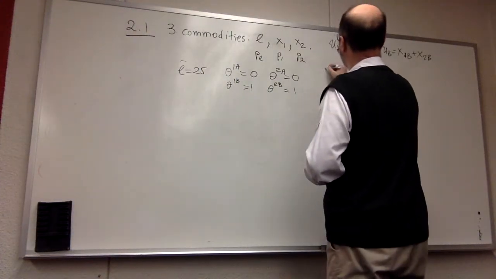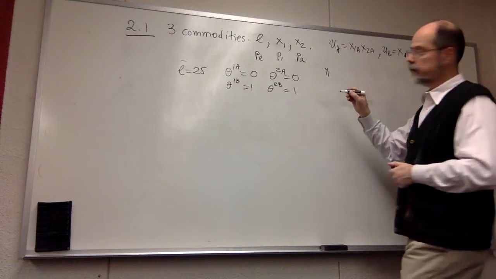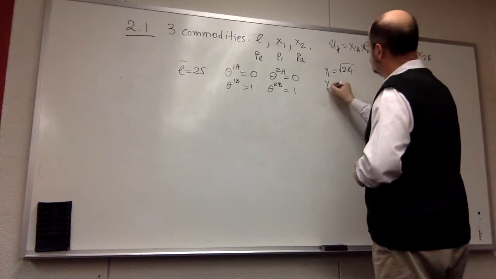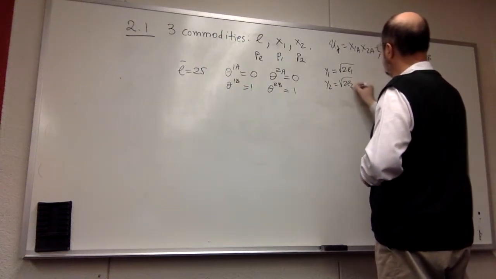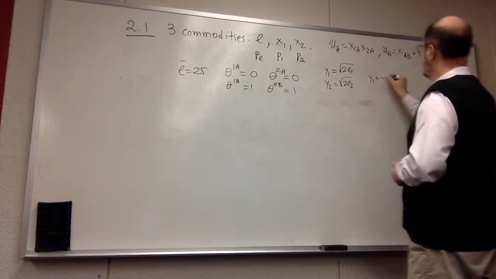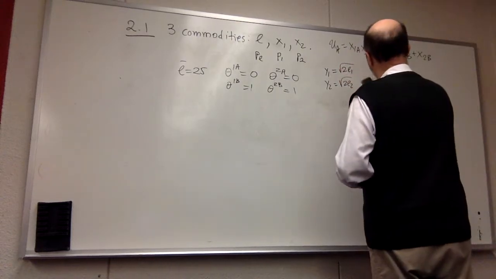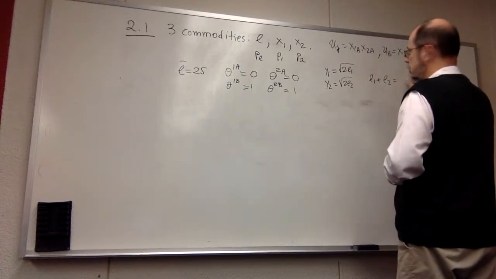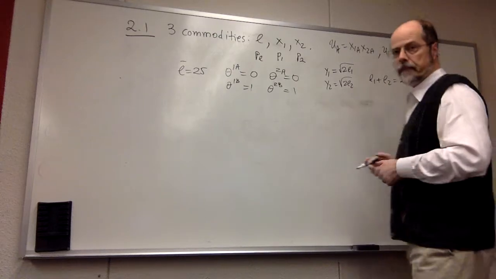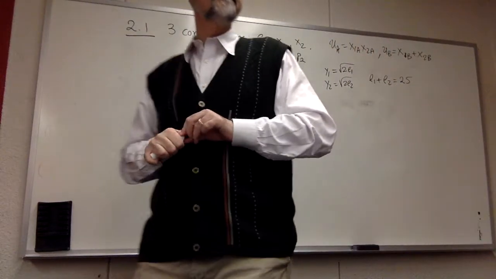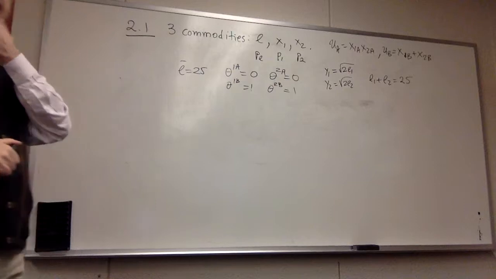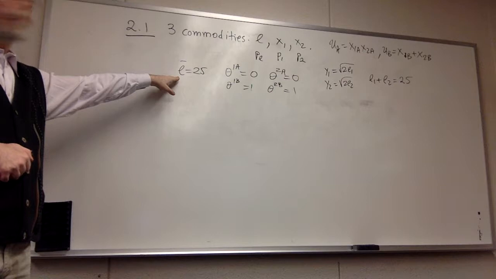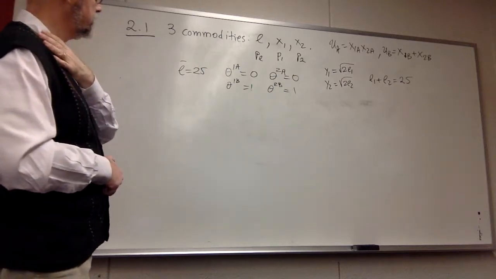So for good 1, the output y1 is going to be the square root of 2L1. For good 2, y2 is the square root of 2L2. And the feasibility condition is L1 plus L2 must equal 25. Because that's it, right? There's no other amount. That's the only source of input, the endowment of person A. So now I think I have pretty much everything, right?